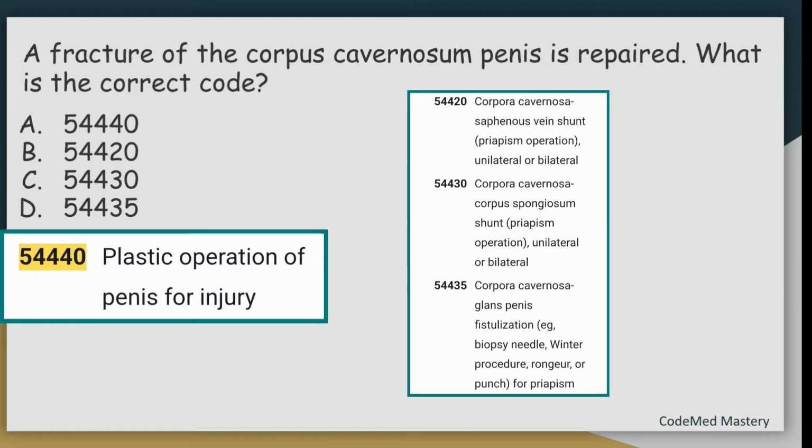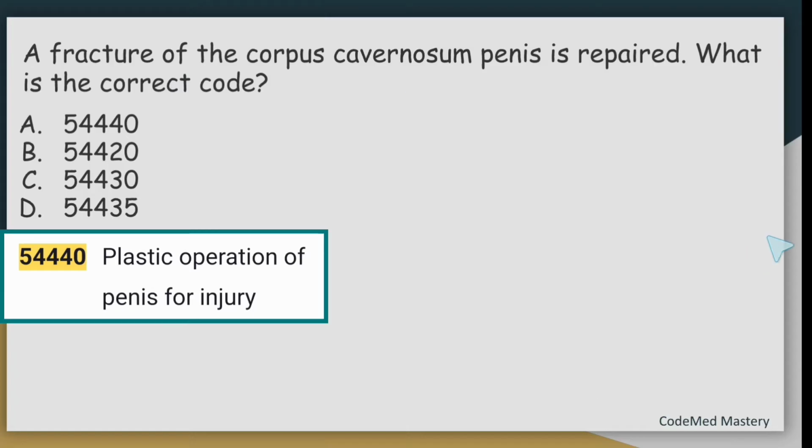If you choose option A, 54440, then you are absolutely right, because the repair of penile injury is reported using the code 54440. We should not use the other three codes because the codes 54420, 54430 and 54435 are for priapism. But in the scenario there is injury to the penis. A fracture of the corpus cavernosum penis is repaired. That means there is injury to the penis. So we should not report the codes which are used for priapism. Therefore, option A is the right answer.